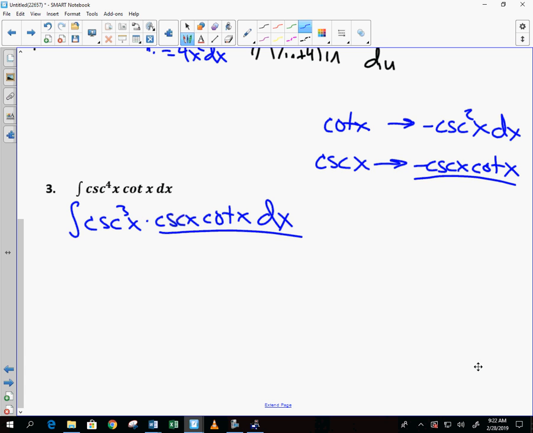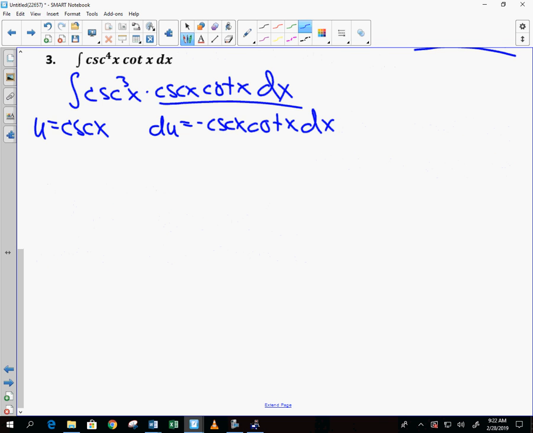Agreed? So therefore, I'm not going to choose u to be cotangent. I'm going to choose u to be cosecant. U is equal to cosecant of x. So du is equal to, hey, I don't have a negative, but that's not a problem for us, is it? All we do is we just multiply by a negative. Negative du is equal to cosecant of x, cotangent of x, dx.